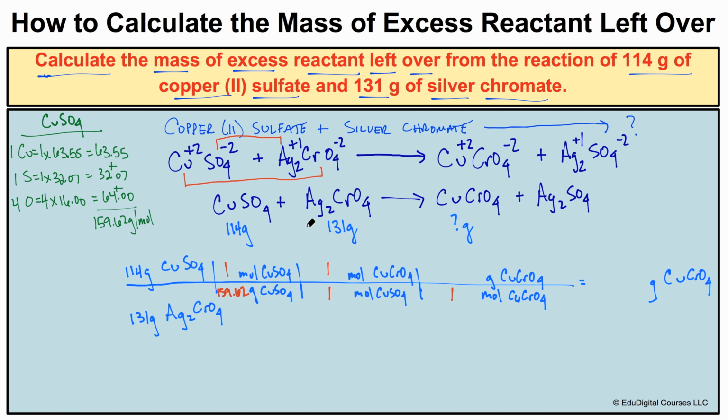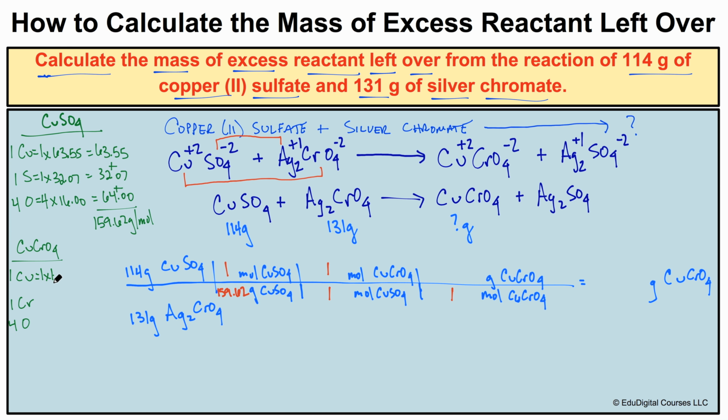We'll try to find some room here. It looks like we're going to have some room down here to figure this out. Or maybe we'll just go ahead and do that right here. So we have CuCrO4. We have copper, we have chromium, and we have oxygen. There's 1 copper, there's 1 chromium, and there's 4 oxygens.